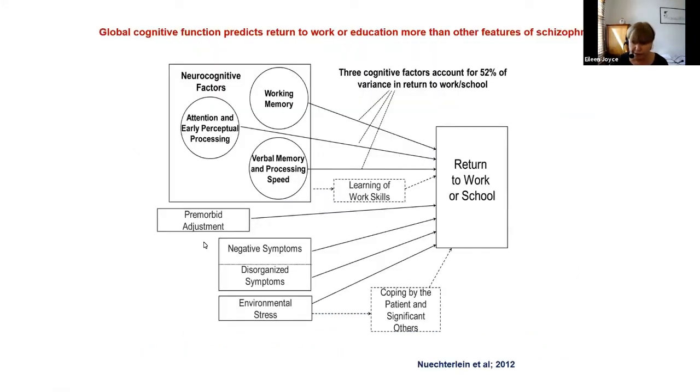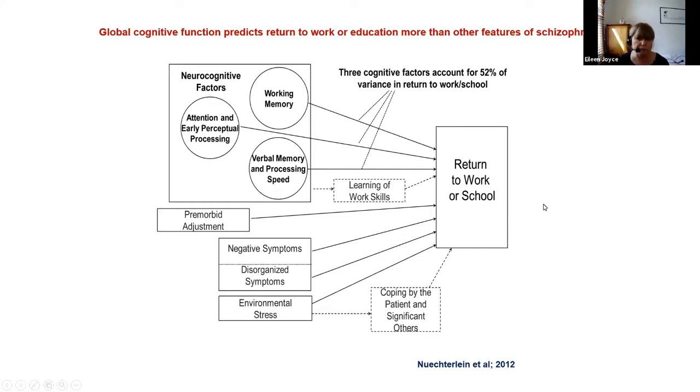This has also been shown by a different study from the USA this time in patients with chronic schizophrenia, when they looked at what it is about having a schizophrenia illness that may impede return to work or return to full-time education. And they found that of all the different types of symptoms, it was the cognitive factor, the combination of attention, working memory, verbal memory and processing speed that predicted most of the variance in being able to return to work or school.